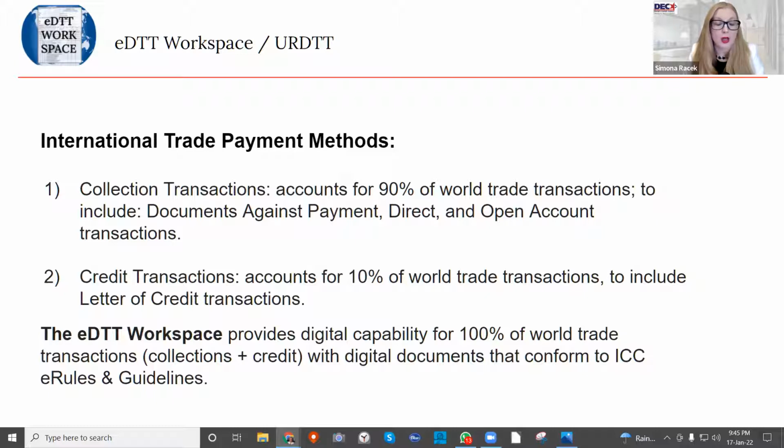Worldwide, collections are used in about 90% of global trade transactions. This payment method includes documents against payment, direct collection, and open account transactions. Credits are used in about 10% of global trade transactions, according to the last ICC survey. This payment method includes documentary letters of credit. Our workspace provides digital capability for both payment methods, so for 100% of the world trade transactions.